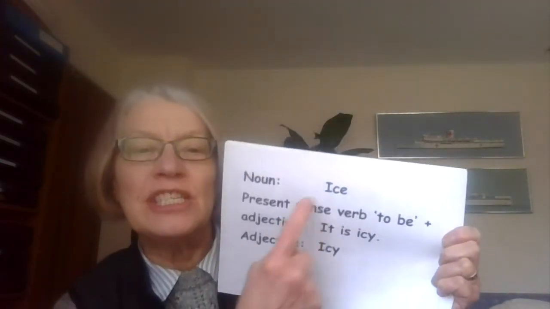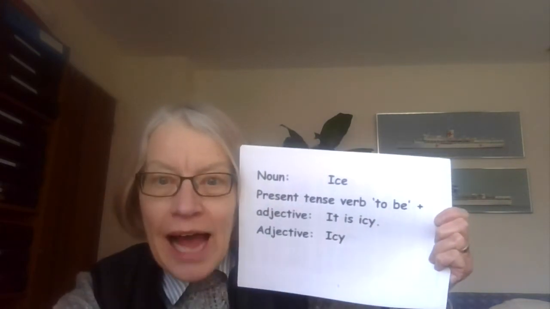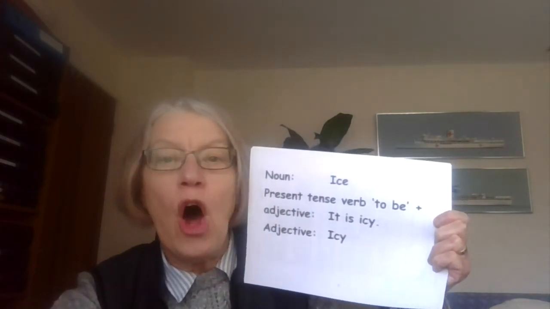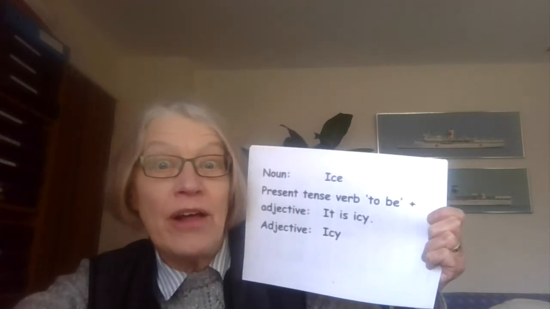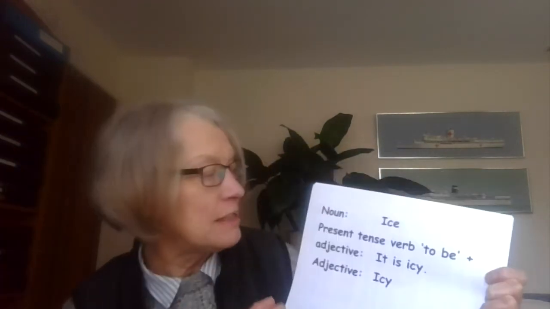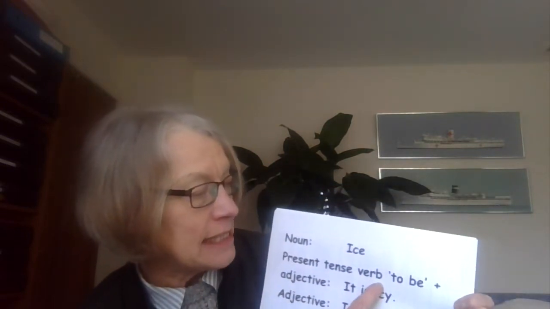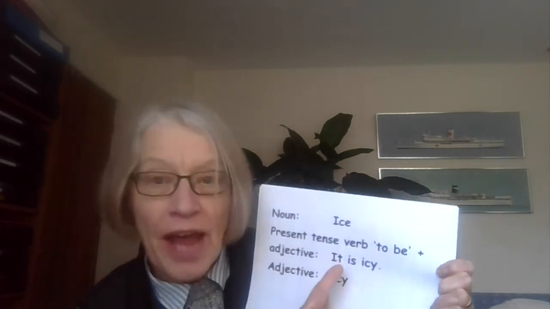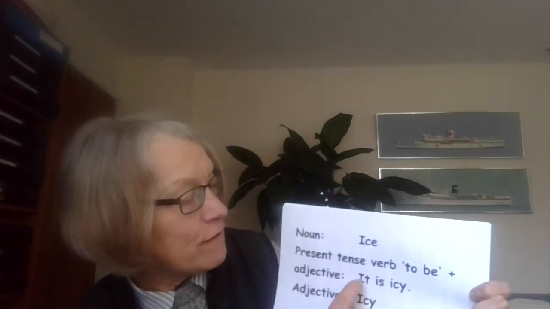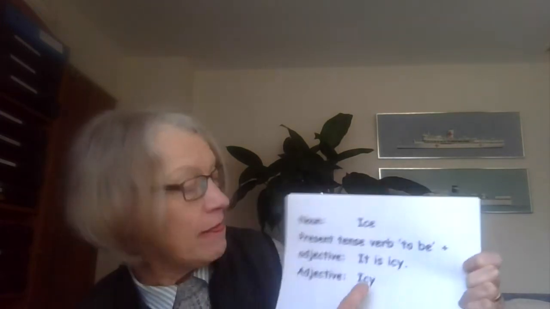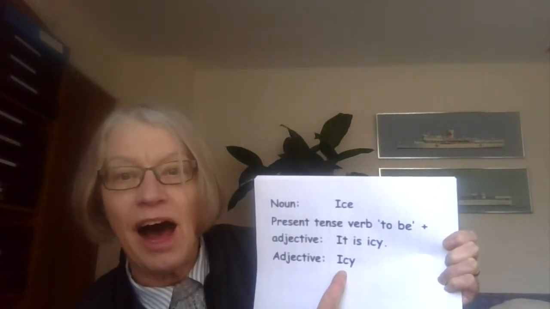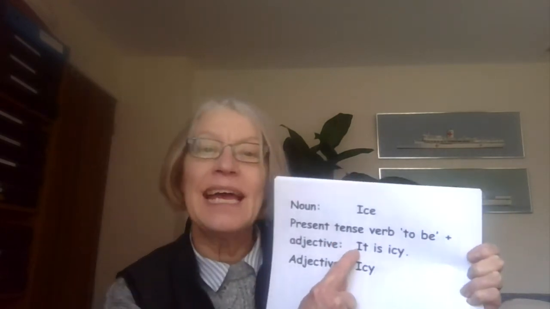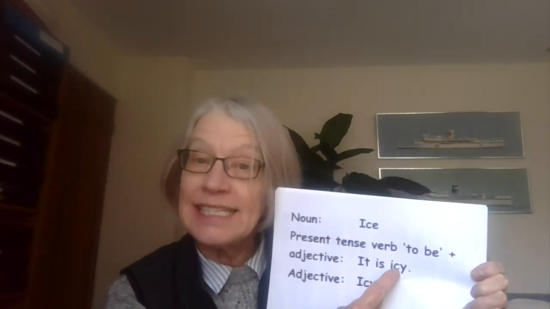My paper is blank, but I do have another one. Now, this is something I've already mentioned. Ice. Ice is frozen water on the ground or anywhere else, but it's frozen water, and we have it when it's very cold. So the present tense of what it is when we have ice, we don't have a present continuous. We have the verb to be, and then we use the adjective icy. So we say it is icy.